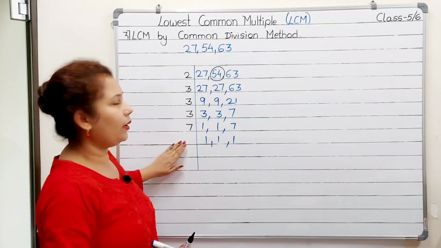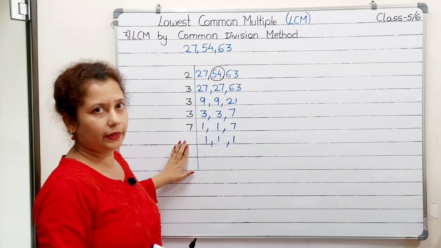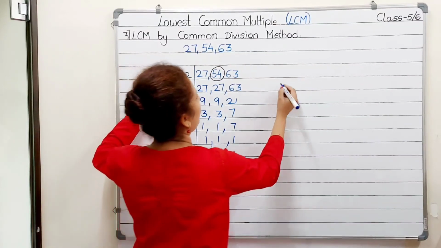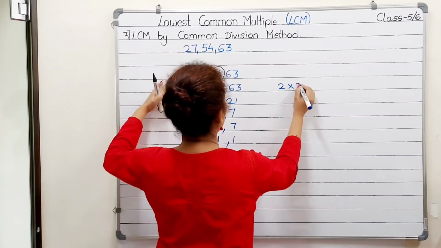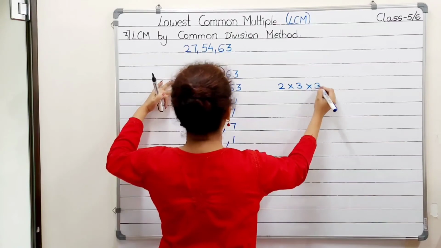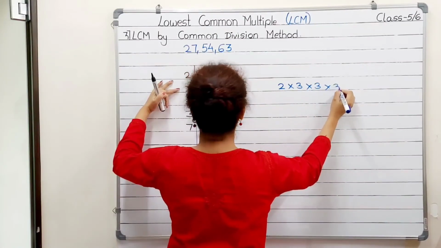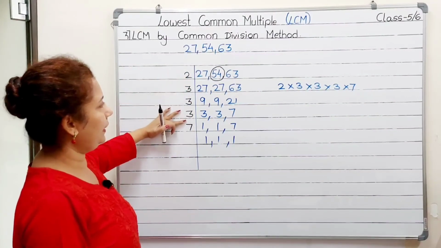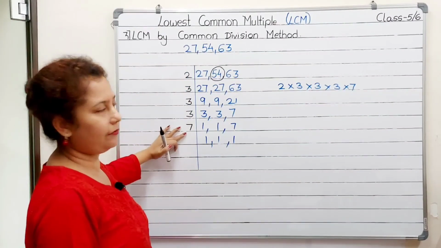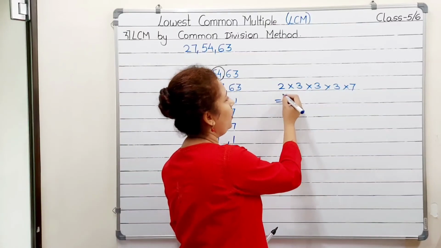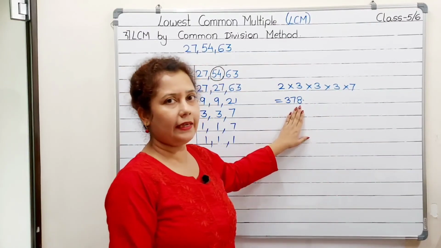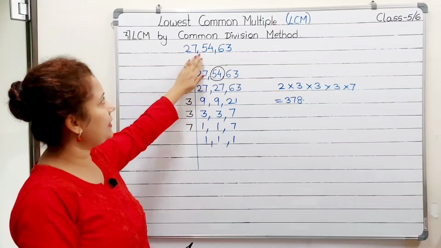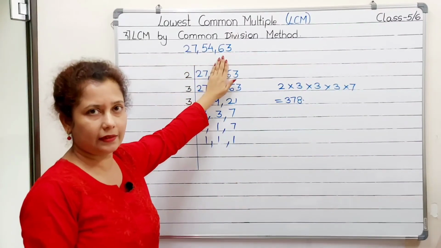So we will multiply all the prime factors which we got here. The prime factors here are 2 into 3 into 3 into 3 into 7. So 1 times 2, 3 times 3 and 1 times 7. When we multiply all those numbers, we get 378 as the product. So 378 is the LCM of 27, 54 and 63.